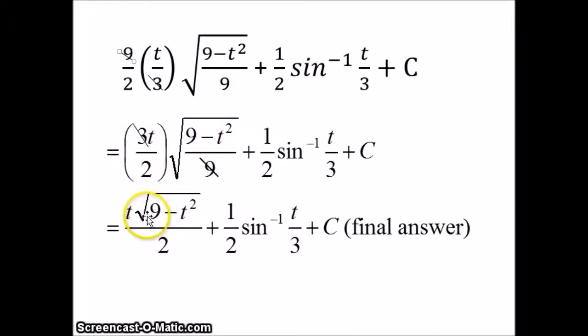So the final answer we get for this question is t multiplied by the square root of 9 minus t squared over 2 plus half inverse sine t over 3 plus a constant c. That's all for the solution of this question. Thank you.